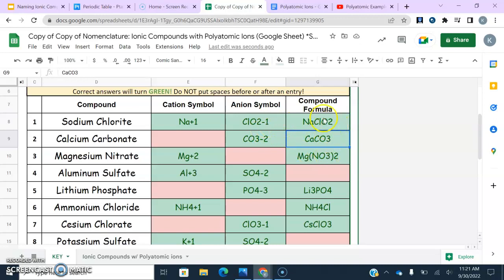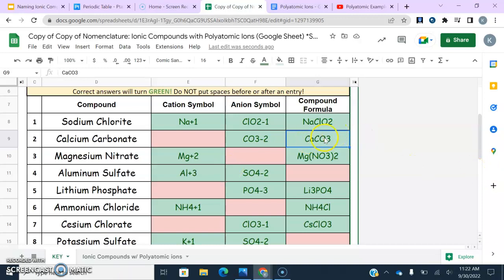Now, because this is only one, I didn't put parentheses around it. But if you notice, like in magnesium nitrate down here, there are parentheses around the polyatomic ion because there are multiple of them, and we want to make sure that we can keep it all straight. Okay? Now for calcium carbonate, you've already got the calcium. You've got the carbonate here. You've got the compound. It's just asking you to identify the cation in this one.